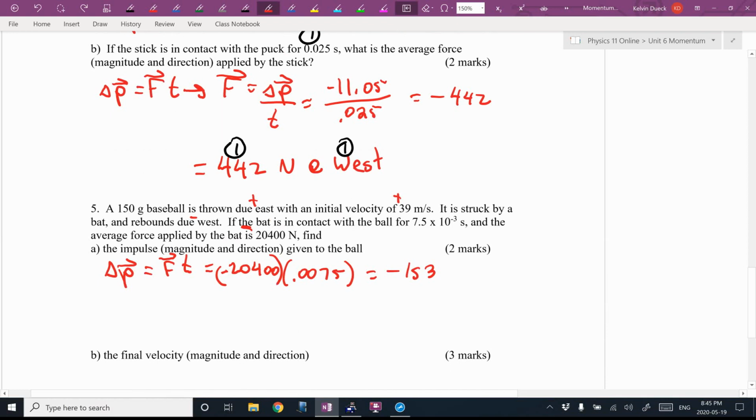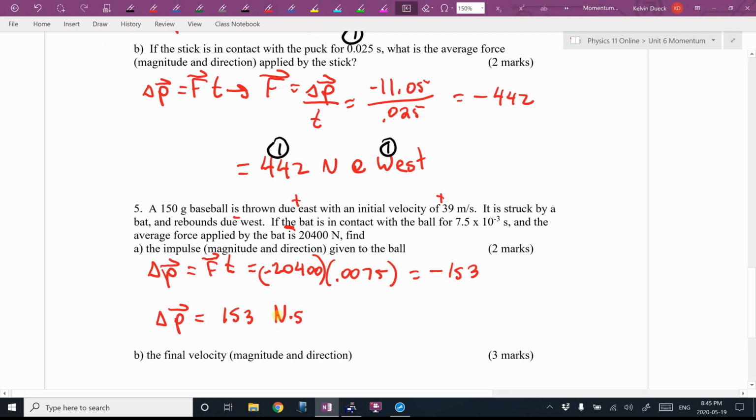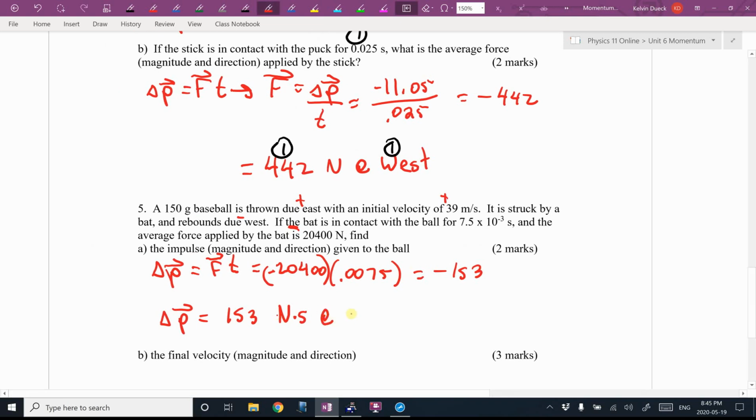There we go. So the impulse is going to be, direction is negative, so it's going to be 153. You could say kilogram meters per second. I'll give you full marks. But since I used force and time, I'll write Newton seconds, since that's how I found it. That's another way to measure impulse or momentum. And if you want a direction, negative, which was west.